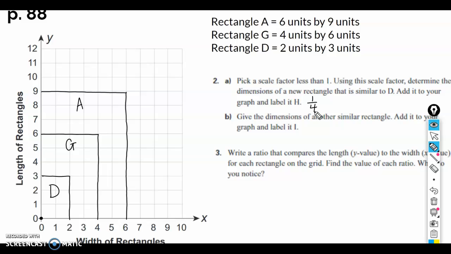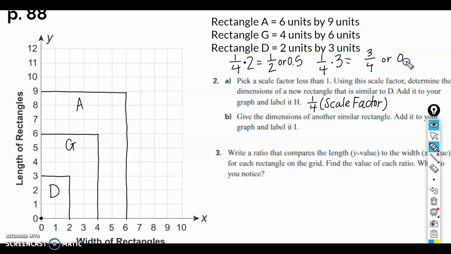Since our scale factor is 1/4, what we're going to do is multiply our dimensions by 1/4 in order to get our new dimensions. So we're using the dimensions for rectangle D. So I'm going to multiply 1/4 times 2 and 1/4 times 3. 1/4 times 2 will give us 1/2, or 0.5 as a decimal. 1/4 times 3 will give us 3/4, or 0.75 as a decimal. For this problem, I'm going to use the decimals because I know I have to add it to my graph and label it. So the dimensions are 0.5 by 0.75.